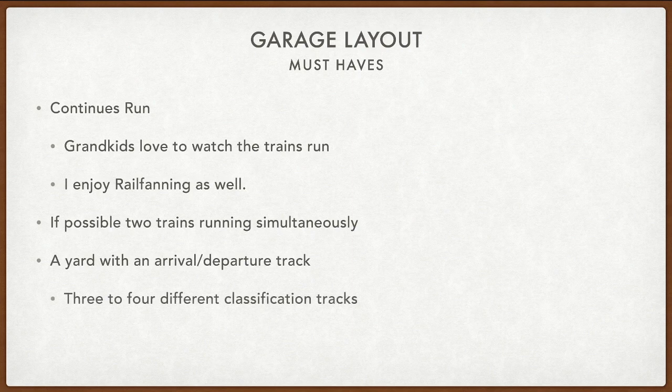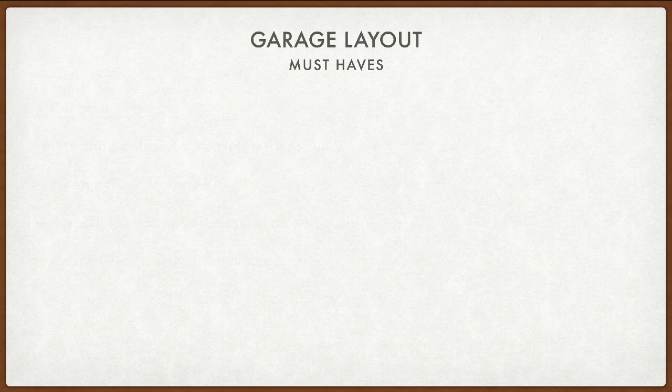And I'd like to have in that yard 3 to 4 different classification tracks. So those are the things that I'd like to have on the layout: a continuous run, 2 trains, arrival, departure, and classifications. The other must-have is passenger service. I've got some passenger cars I got as a kid, and I'd like to be able to pull those out and run them. I already mentioned the runaround.